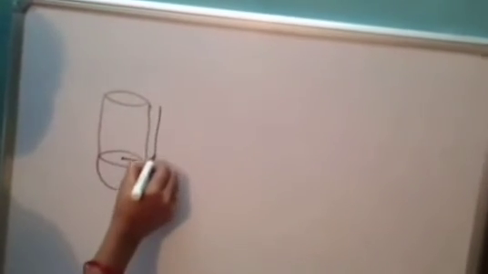we will see some diagrams. For example, draw a diagram with a combination of cylinder and hemisphere. This is a cylinder and this is a hemisphere. This is height of the cylinder and this is radius of the hemisphere and radius of the cylinder.